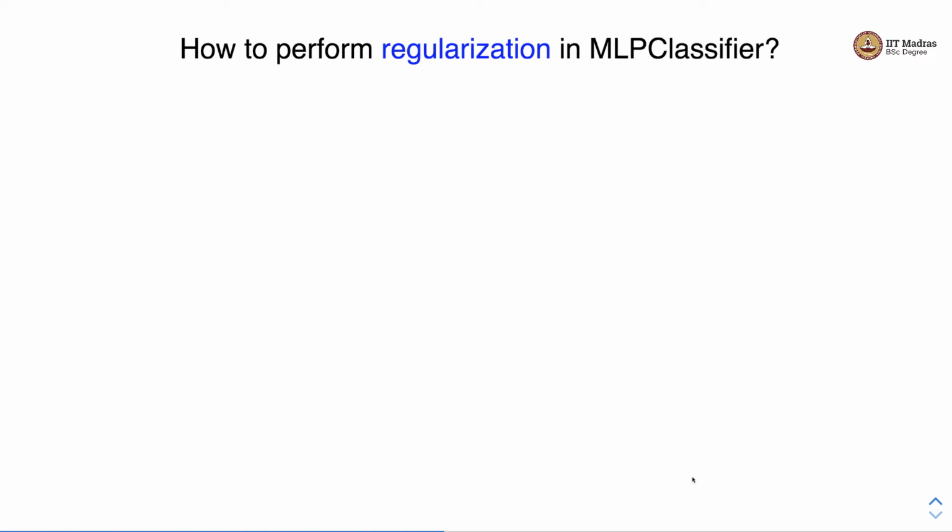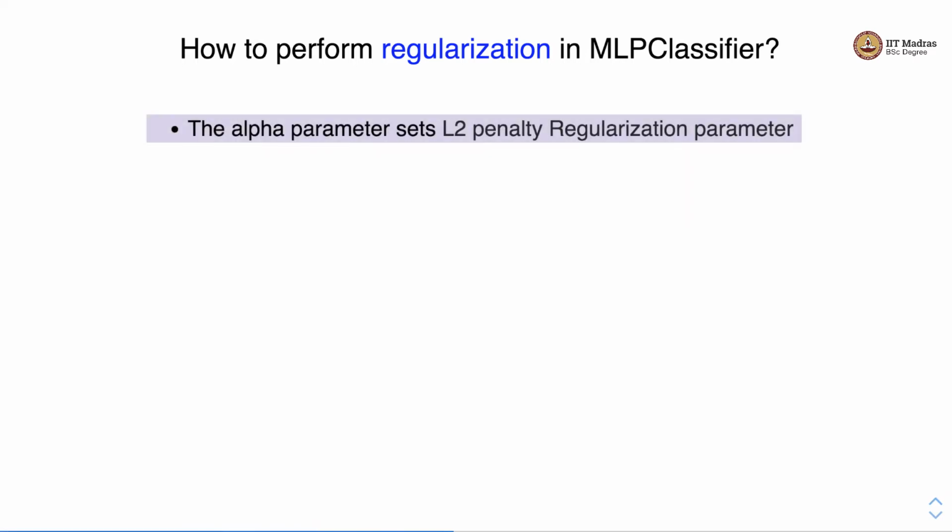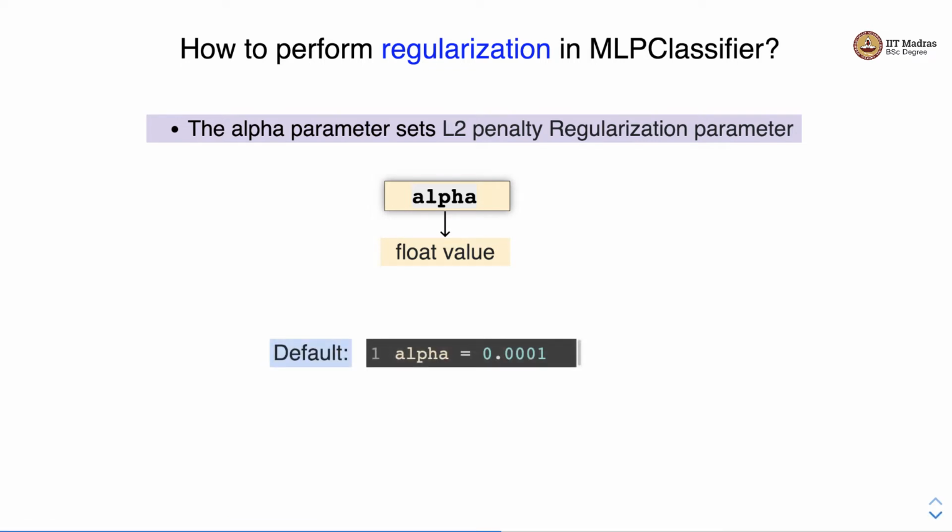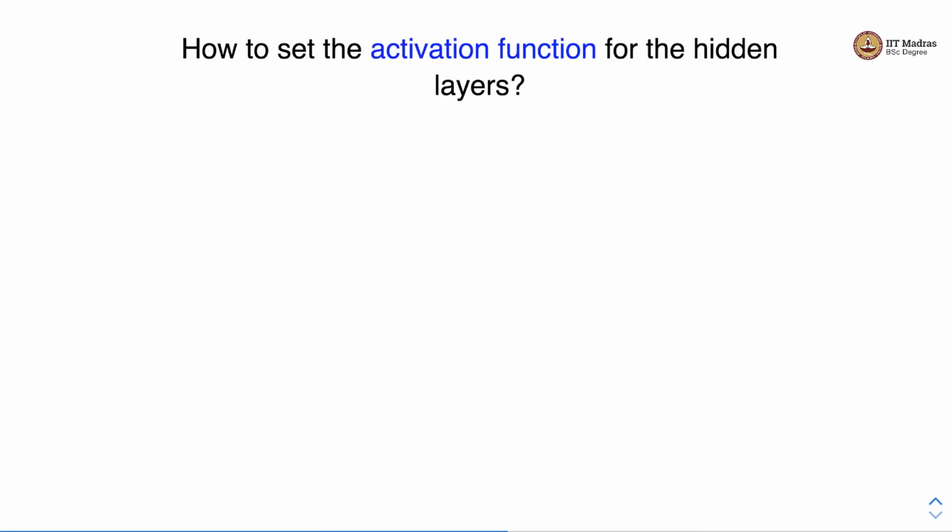Let's see how to perform regularization in MLP classifier. The alpha parameter sets L2 penalty of regularization parameter. So alpha is a parameter which takes float values, and by default it takes value 0.0001.